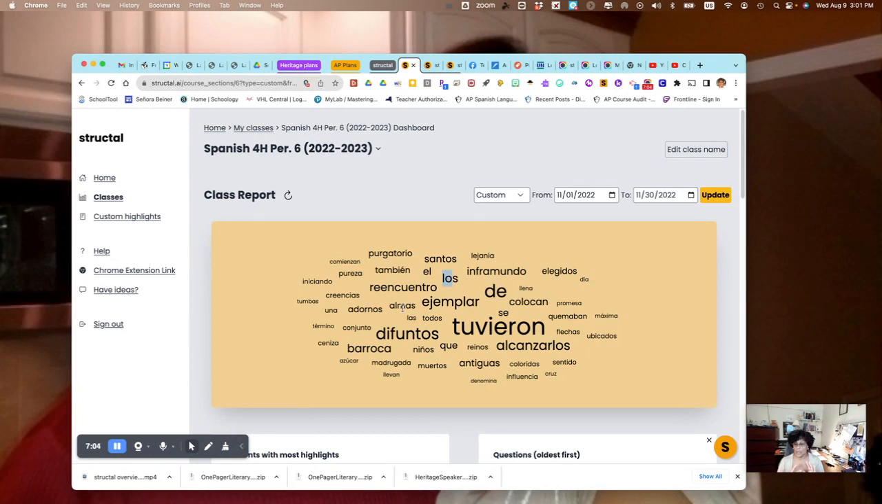And the students are, again, completely involved. This is what they come up with. These are the words that they said that they needed help with. And that's how I use my word cloud.